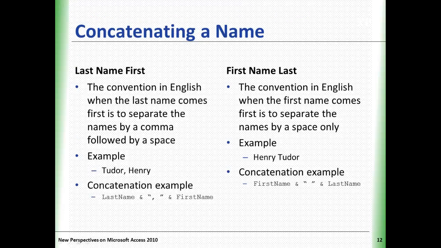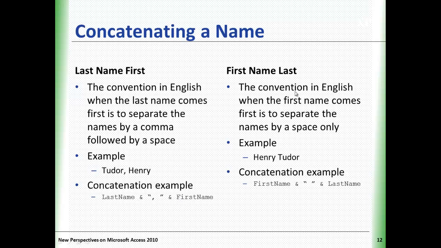Concatenating a name. This is very important to understand. In the standard English language convention, when we show the last name first, followed by the first name, there's always a comma after the last name. For example, Tudor, comma, Henry. The concatenation would be last name and, quotation mark, comma, space, quotation mark, and first name.